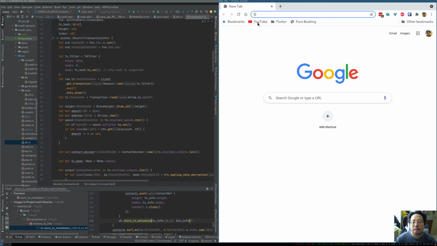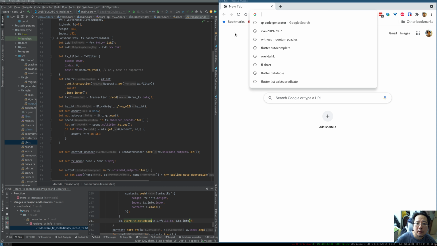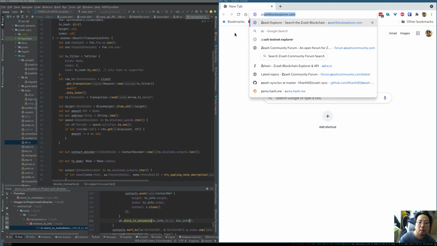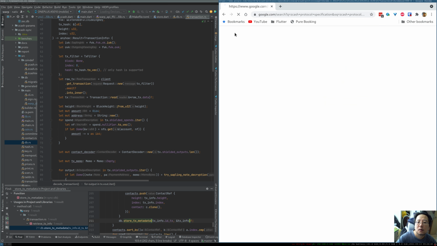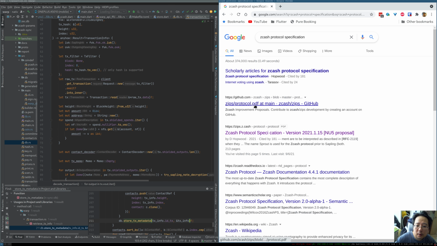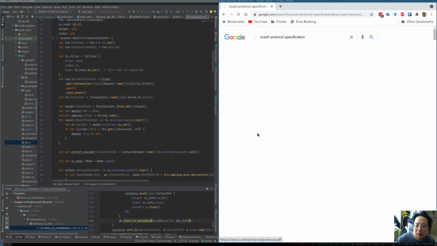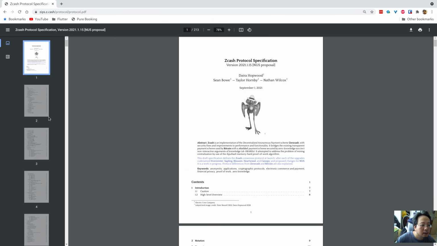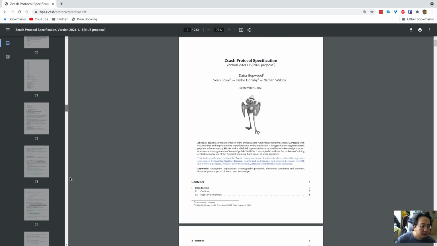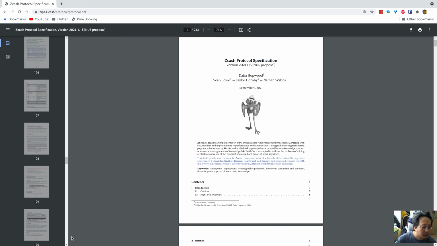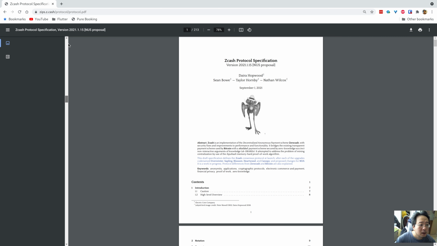So the primary source is the protocol documentation, which is this one. First of all, it's a very long paper. Yeah, more than 200 pages. More than 200 pages. Yeah.